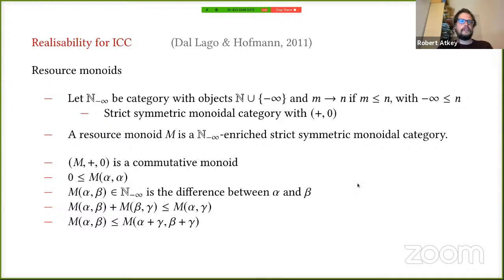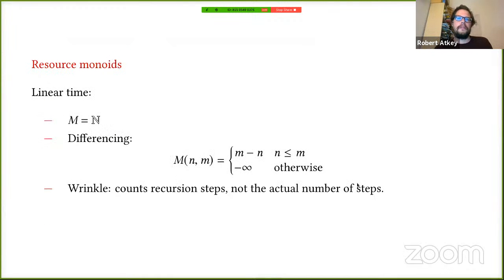So some examples. The simplest example is just the natural numbers, where we just take the difference, but only if n is less than m. Otherwise, we get minus infinity. So this is not going to count the number of steps, but just the number of recursion steps. So this is the monoid we want to use when we're just counting our diamonds in the explicit system.